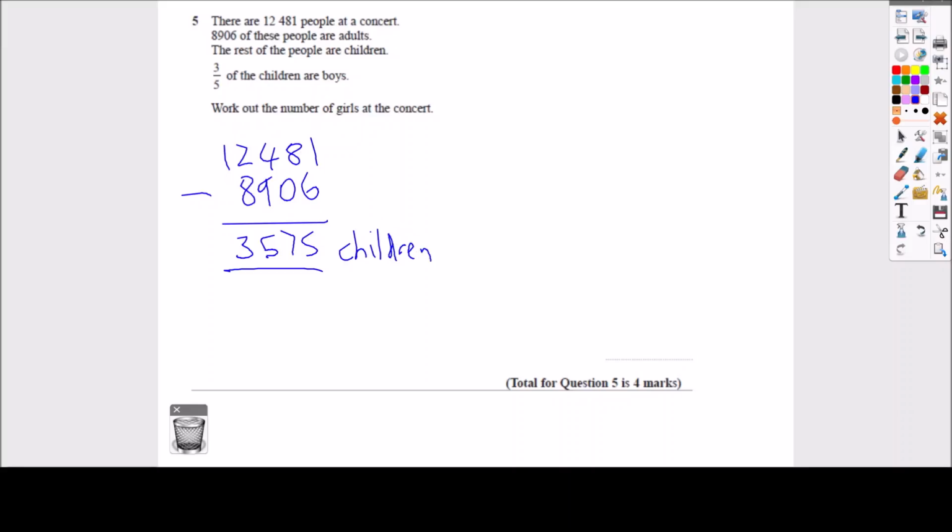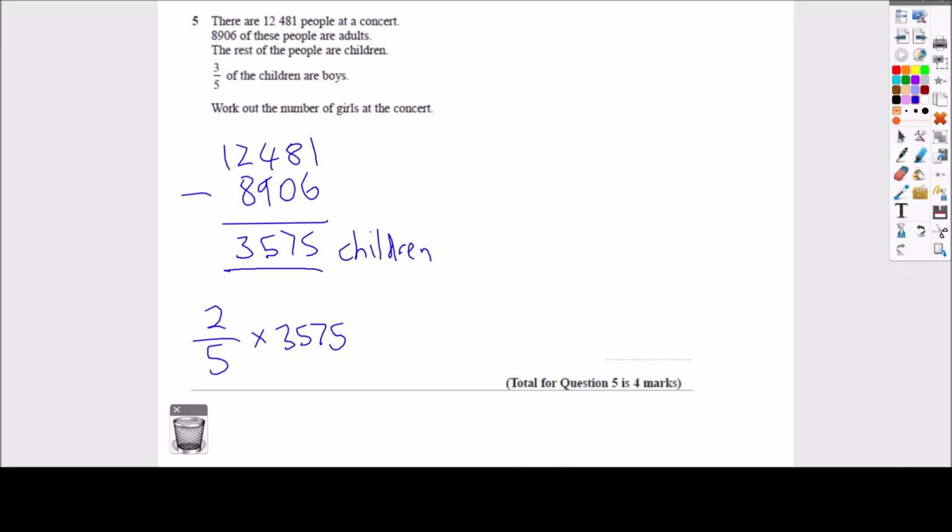Okay, now 3/5 of these are boys, and we're being asked to work out the number of girls. So 2 ways to do this. We could work out the number of boys by doing 3/5 times 3,575 and then taking that away from the total number of children. Probably a bit quicker: if 3/5 of the children are boys, then 2/5 are girls, because 3/5 add 2/5 gives us a whole. So 2/5 of the children are girls, so it's 2/5 of the 3,575 children in total.